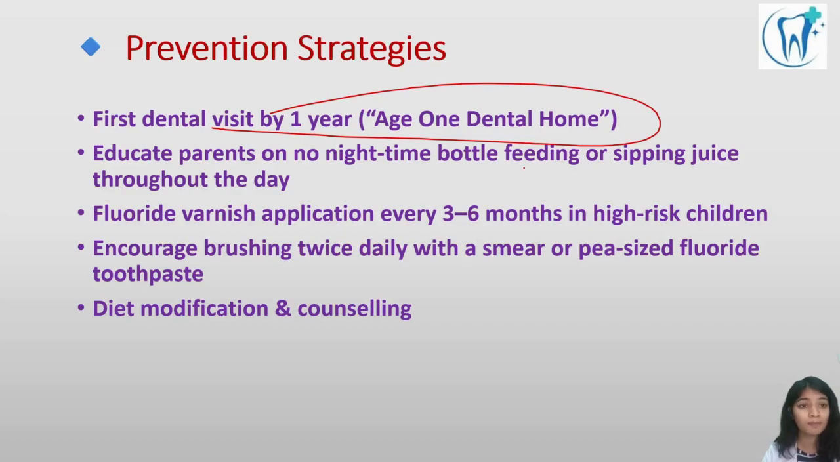Understand? Now, a parent or caregiver must brush the child's teeth twice daily using a fluoridated toothpaste, and educate the parents on no nighttime bottle feeding or sipping juices throughout the day. There should be fluoride varnish application every 3 to 6 months in high risk children. Understand? Use a smear or rice-sized amount of toothpaste. For age 3 to 6 years, you can use a pea-sized amount of toothpaste.